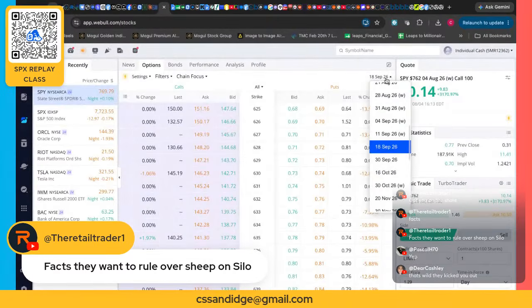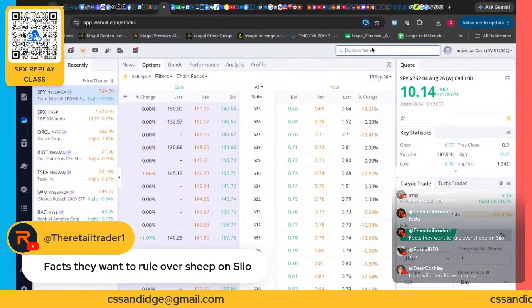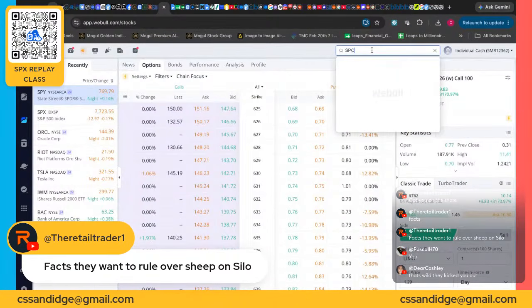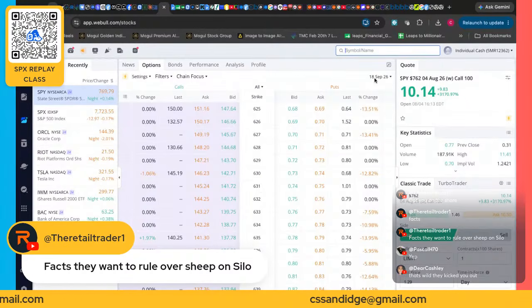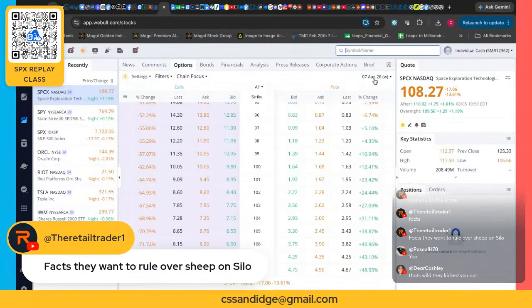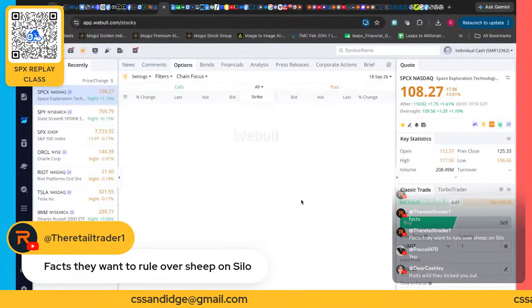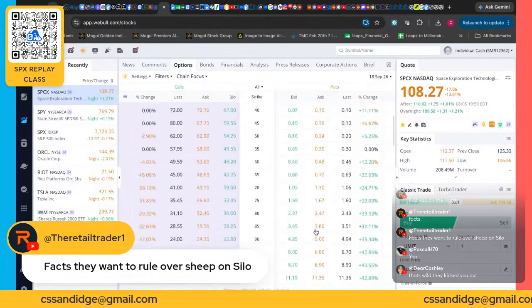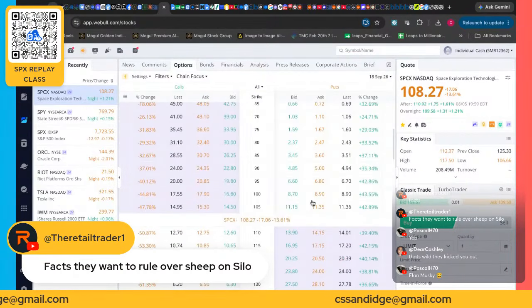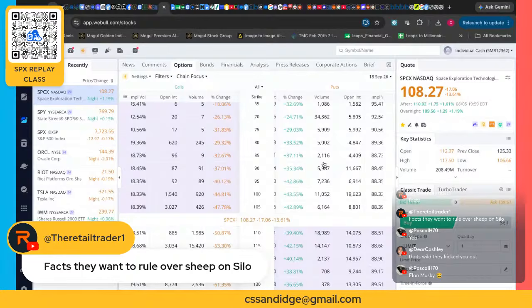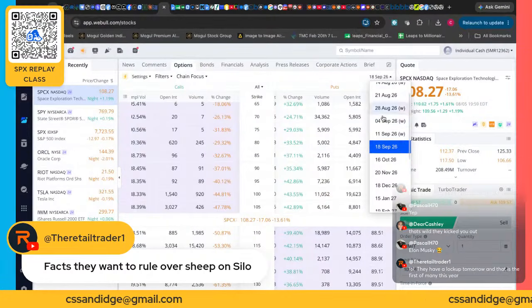I still like the September 18th. Let's look at September 18th on SpaceX and see if we can find some money. So September 18th, and we're gonna look at puts at 100. There we go. There's the money. Yeah, I like it. I like it a lot.